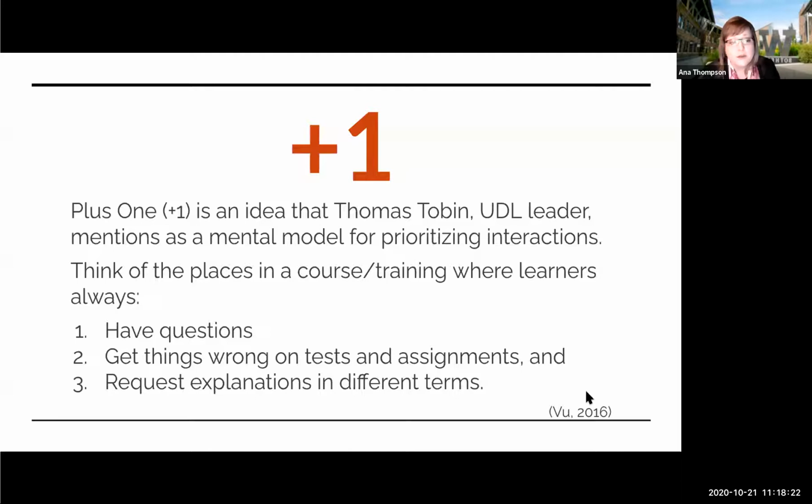I'm not sure if you're familiar with Thomas Tobin. He's a UDL leader, and his most recent book, published a couple of years ago, is Teach Anywhere, Learn Everywhere. And he shared the idea of +1. I really like this idea because it's a mental model for prioritizing interactions and helps us think about what is the one place where our students have the most trouble, and start there. Then add one more way for them to access the content, interact with the content, or express their learning. Add one more way.